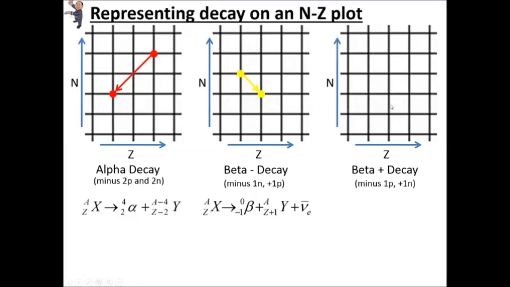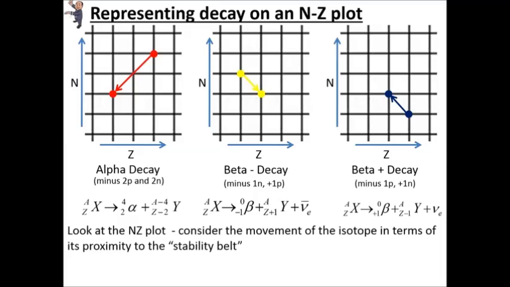And then exactly the same here with the beta-positives. If this blue dot is a particular isotope, and it decays via beta-positive, then it's minus a proton plus a neutron, because a proton turns into a neutron. So that blue dot's going to move diagonally upwards. And if you think on the previous graph, the beta-positive emitters were below the line of stability, so this is going to bring them closer to the stability line.